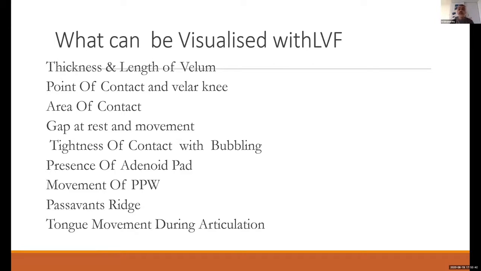We can look at adenoidal pads. Remember, this can be a very important thing. We will talk about that in a minute. We can look at the movement of the posterior pharyngeal wall, whether it is providing a big Passavant's ridge. As Dr. Mukund Reddy said, the presence of a big Passavant's ridge itself tells us that the posterior pharyngeal wall is trying to compensate for the lack of enough movement from the soft palate. And tongue movement during articulation, that's another important piece of information that might help you to find out how much the soft palate is really moving. Next slide, please.